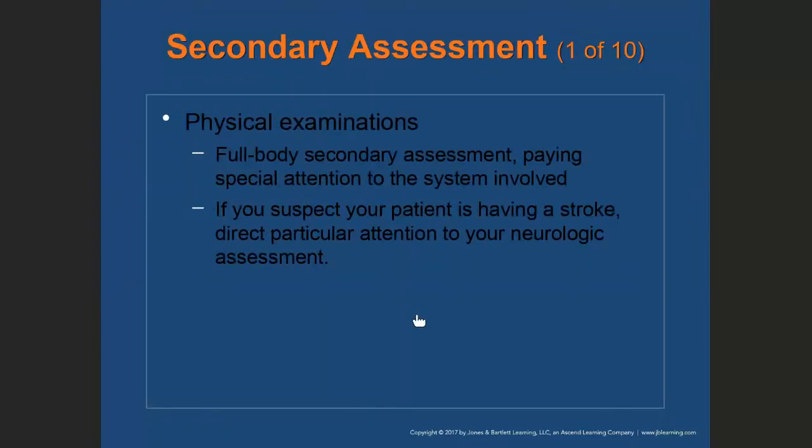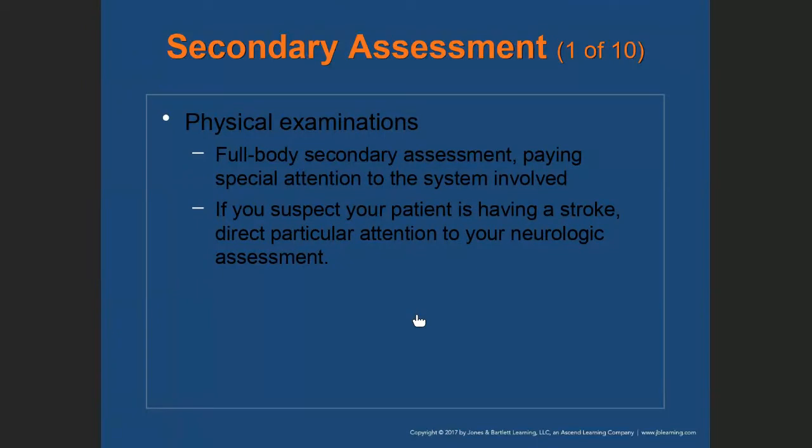After your history taking, the next phase is secondary assessment. Physical examination, full body secondary assessment, paying special attention to the system involved, so it's going to be systematic. If you suspect your patient is having a stroke, direct particular attention to neurologic assessment.